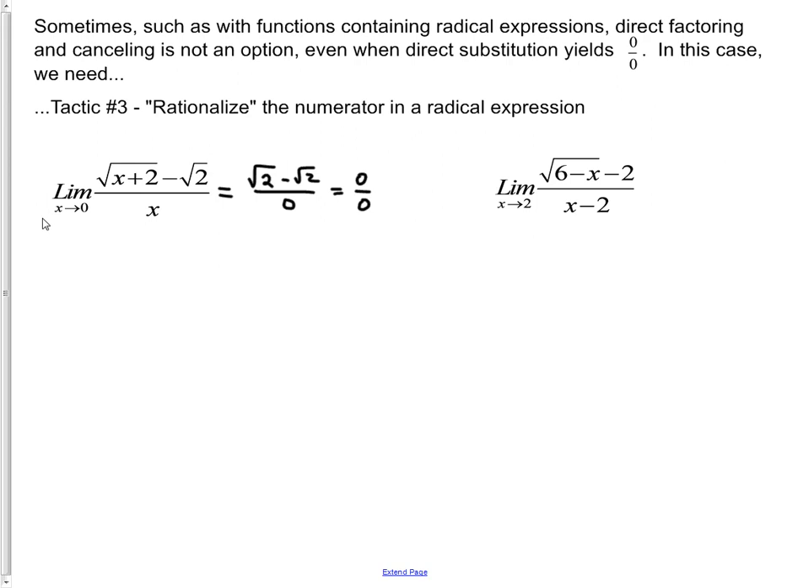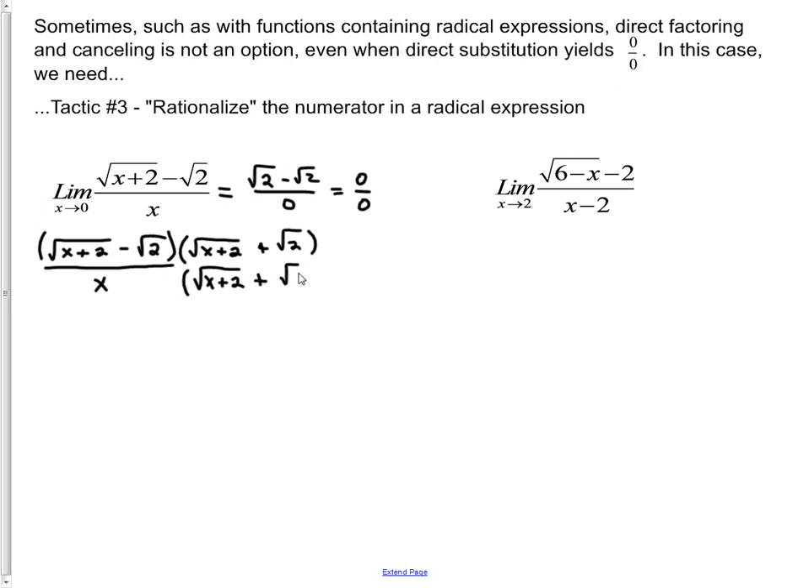So what we need to do is rewrite the function. The tactic is called rationalizing the numerator or denominator, and we rationalize the numerator by multiplying by the conjugate of the numerator. So we have the square root of x plus 2 minus the square root of 2 over x. And we look at the numerator, and we have two radicals. So our conjugate is going to be the square root of x plus 2 plus the square root of 2. And we multiply that quantity into both the numerator and denominator of the fraction.